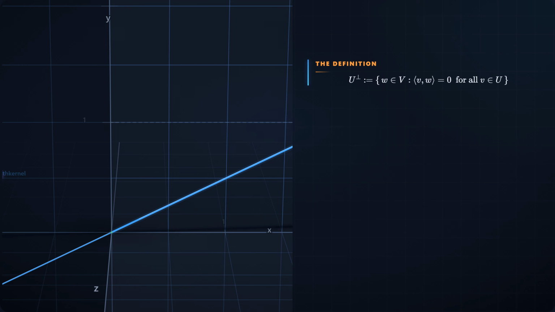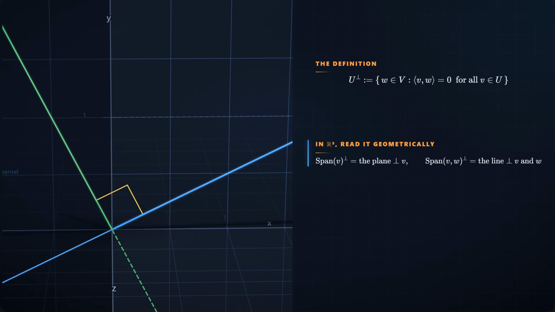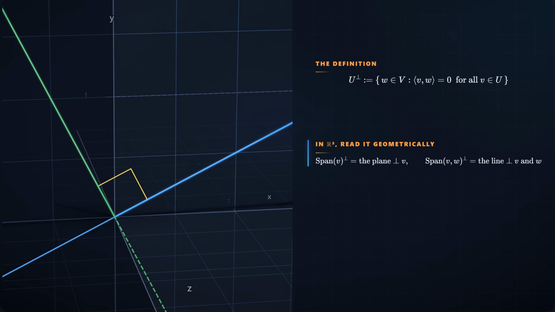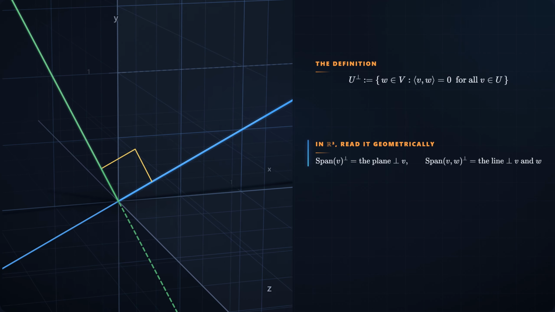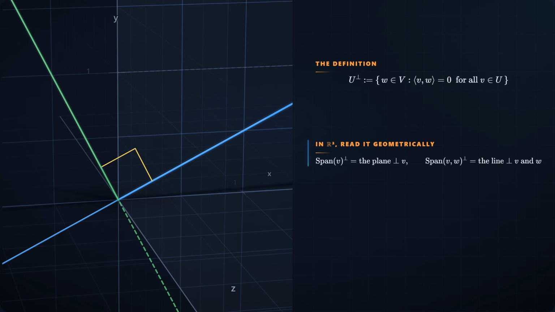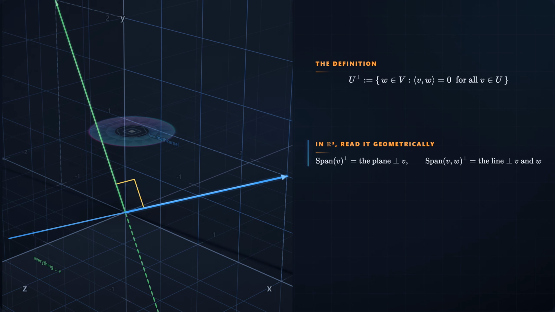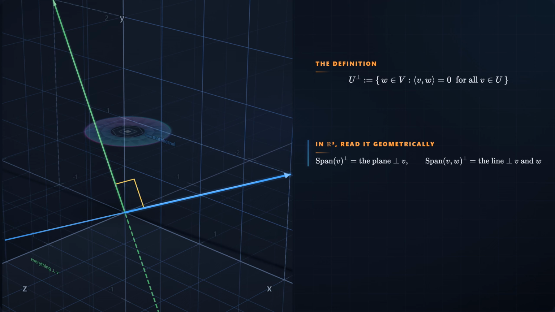In the plane, yes. But let me lift it to 3 dimensions, because that's where the picture really speaks. Take a single vector V. Everything perpendicular to it isn't a line. It's the entire plane through the origin at right angles to V. That plane is span V perp. And if U is spanned by 2 vectors? Then you're asking for everything perpendicular to both at once, and that collapses down to a single line, the cross-product direction in 3 dimensions. More constraints, smaller complement.